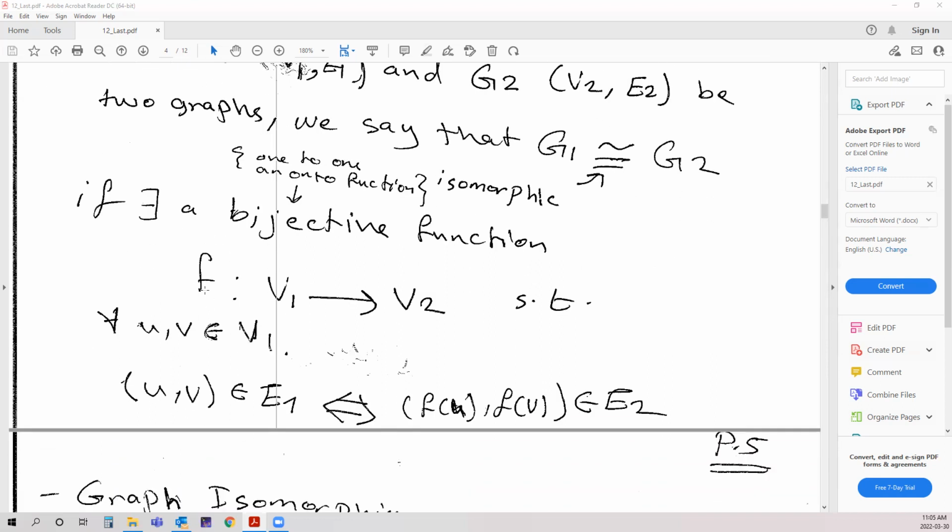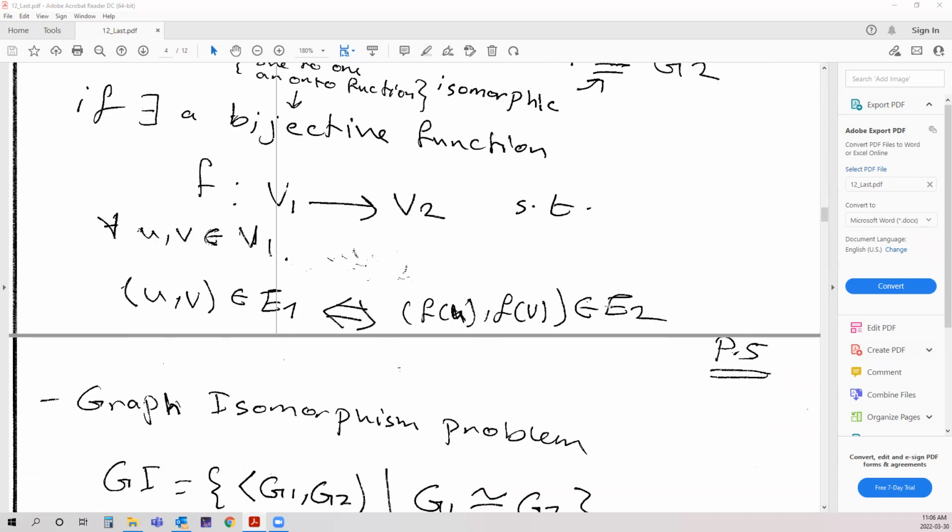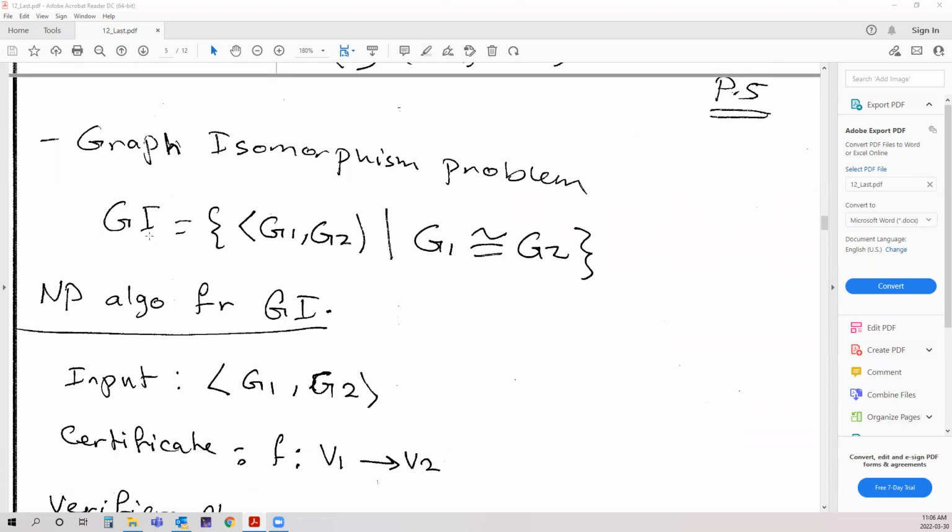A function f from V1 to V2 such that for all u, v belonging to V1, (u, v) belongs to E1 if and only if (f of u, f of v) belongs to E2. At that time, we say the graphs are isomorphic. So GI means graph isomorphism. I have a pair G1, G2, and G1 is isomorphic to G2.